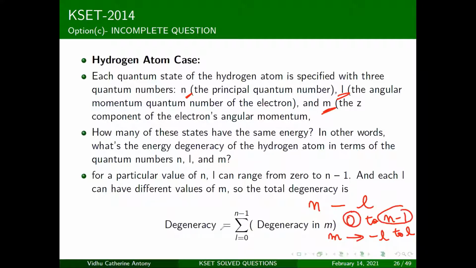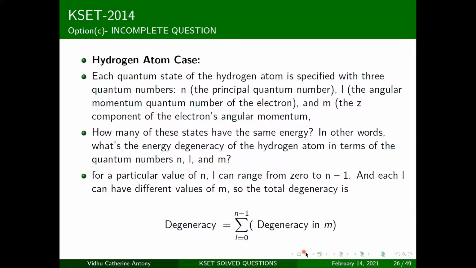So first, when you calculate the degeneracy, you need to look into the degeneracy of M. So if you have from minus L to L, let's just exclude the 0 from that. If you exclude the 0, you have 2L values that are there. And then when you include the 0, you just put plus 1. So that's how you get your 2L plus 1.